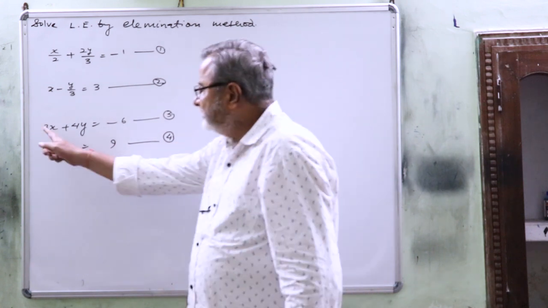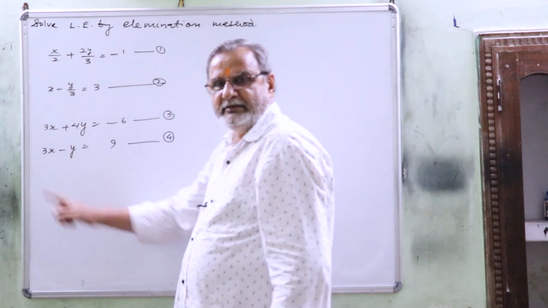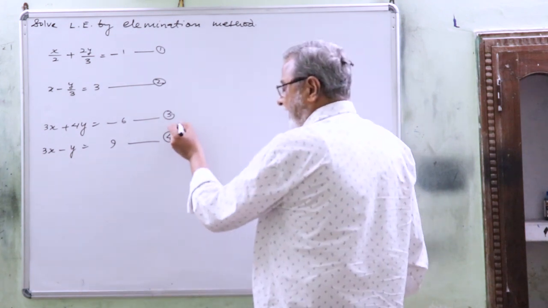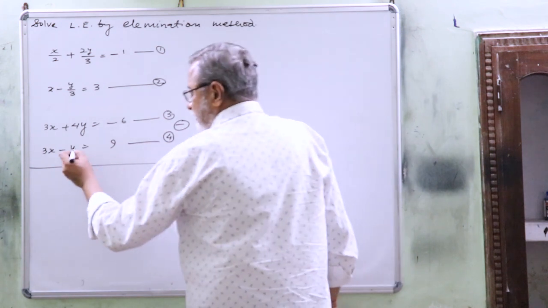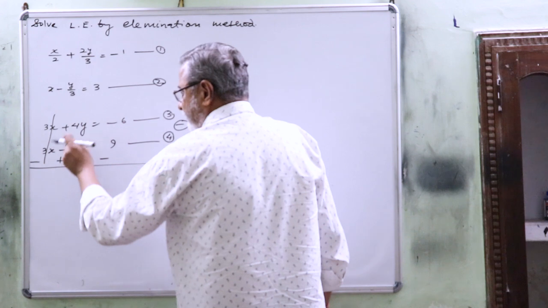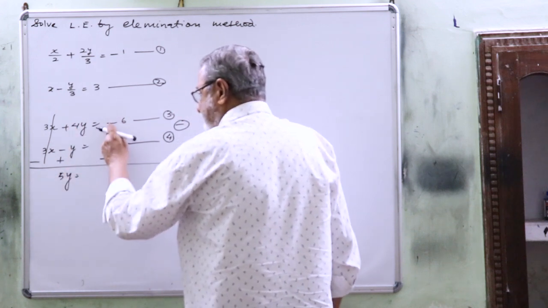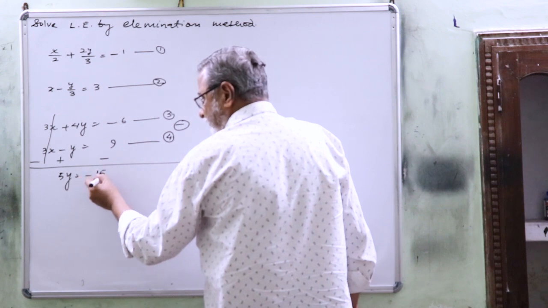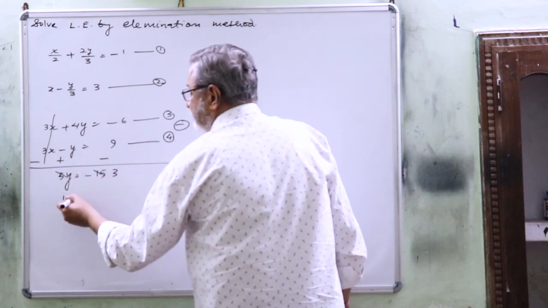So the coefficients of x are equal and have the same sign, so we will subtract the equations. So minus, plus, and minus. So we get 4 plus 1, that is 5y, and minus 6 minus 9, that is minus 15, and 5y equals 15. So y is equal to 3.